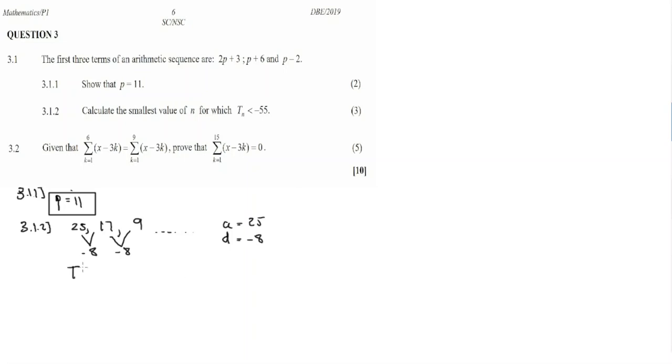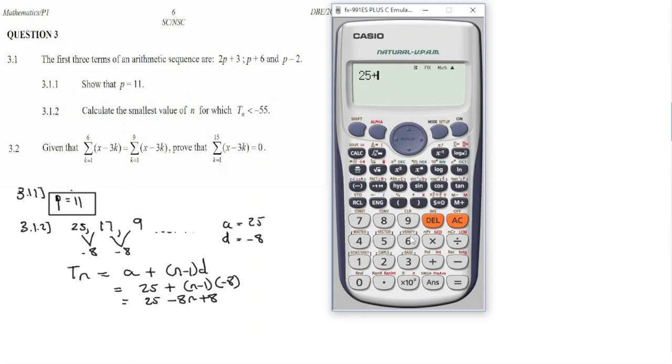So therefore I can calculate the n term. Tn is equal to a plus n minus 1 times d. A ubani 25 plus n minus 1, the value for d ubani negative 8. So let's simplify. Lana kuba 25 kube minus 8n plus 8. What is 25 plus 8? That's 33. But let me check. 25 plus 8. Yes, 33.